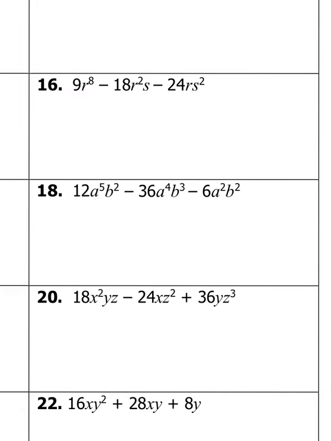All right, next I'm going to do number 16 with you. It's the same thing, even though there are 3 terms in this one, the same thing is going to happen. So let's write out our factors for 9. We could do 1 times 9 or 3 times 3. For 18, I could do 1 times 18, 2 times 9, or 3 times 6. And for 24, I could have 1 times 24, 2 times 12, 3 times 8, or 4 times 6.